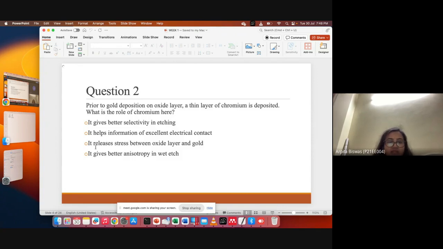So, what is the right answer? Option 3. It releases stress between the oxide layer and gold. So, it releases the stress between the oxide layer and gold. That's why a thin layer of chromium is deposited. So, what is the right answer? The right answer is option 3. Right? It is clear?